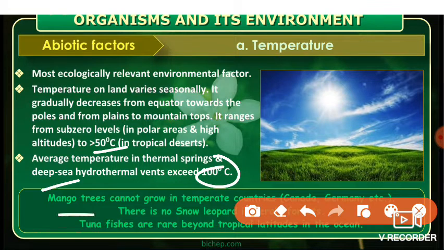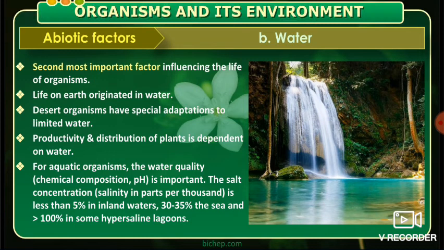Mango trees cannot grow in temperate regions. So many examples are given here. The snow leopard can't be found in Kerala forests. And tuna fishes are rare beyond the tropical areas. This is what we studied in temperature, and still a few points are there about this.